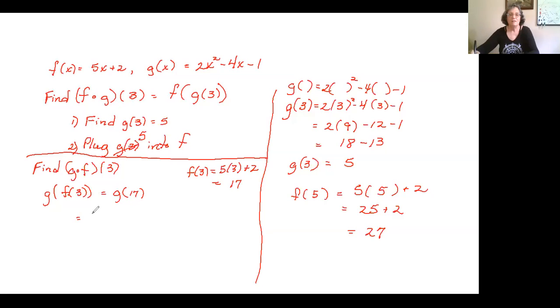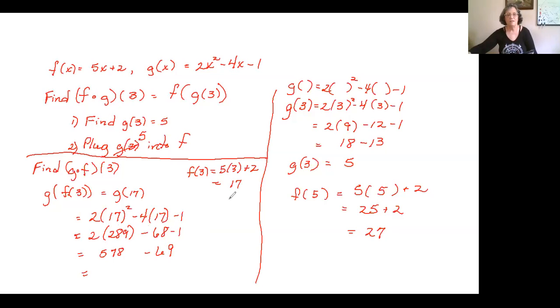G of 17 is going to be 2 times 17 squared minus 4 times 17 minus 1. Let's do a little math here. 17 squared is 289. 17 times 4 is 68. So this part is going to be a minus 69. 289 times 2 is 578, and 578 minus 69.